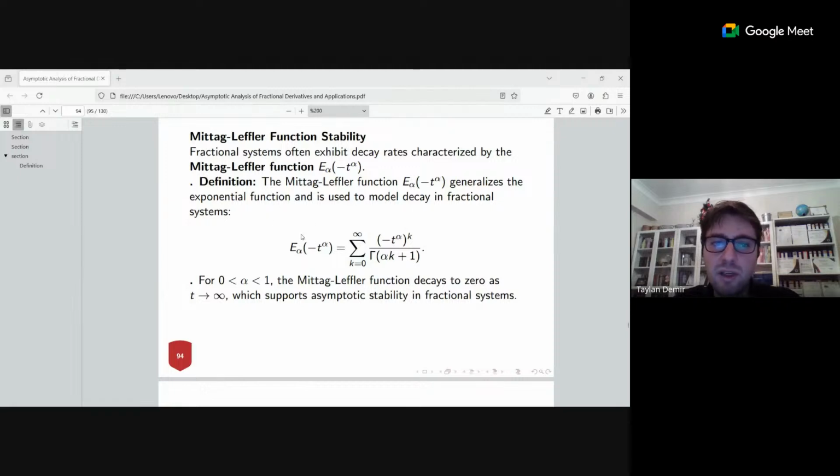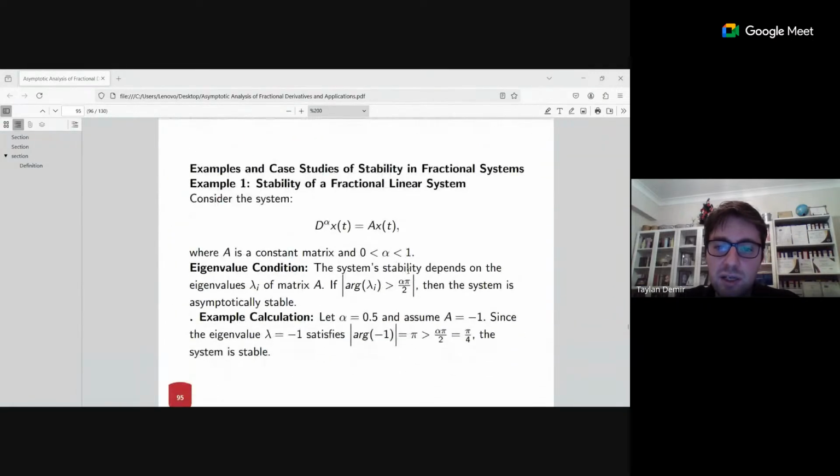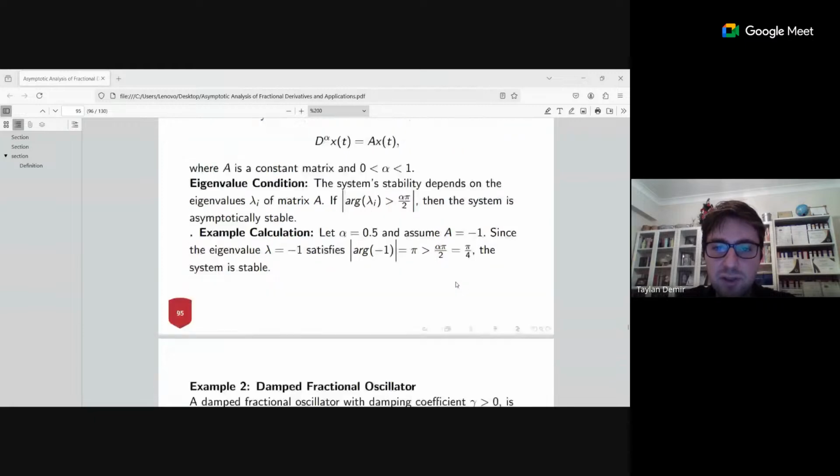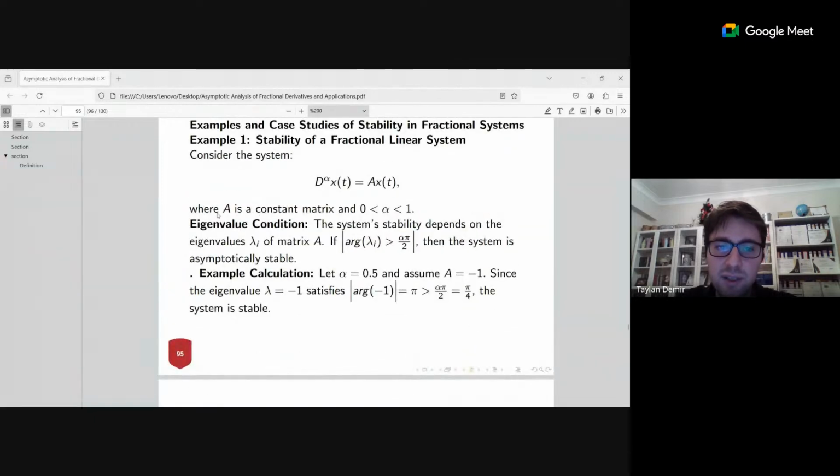This chapter is about the Mittag-Leffler function stability. It comes from the previous chapter, and I mentioned this information. Similarly, we know that the Mittag-Leffler function is very important for the stability of fractional systems and fractional differential equations. On the other hand, we need to use the eigenvalue condition and eigenvalue calculation to better understand our example. And I gave this information for my example.